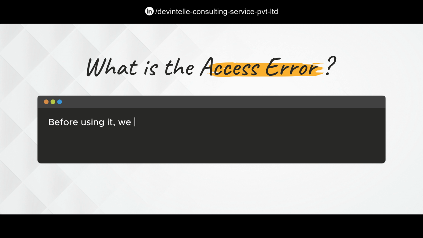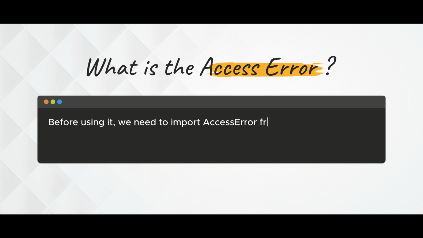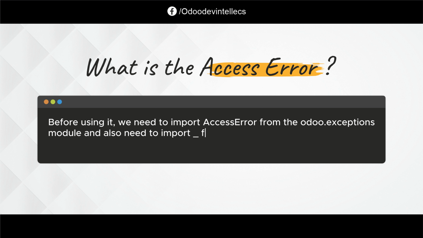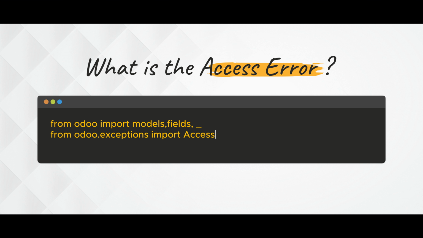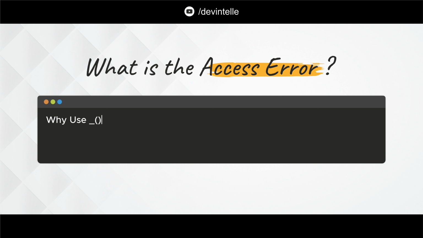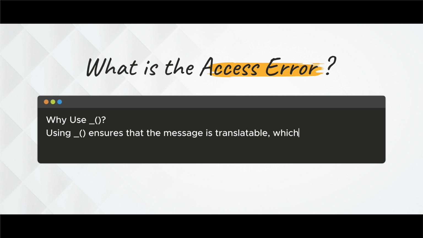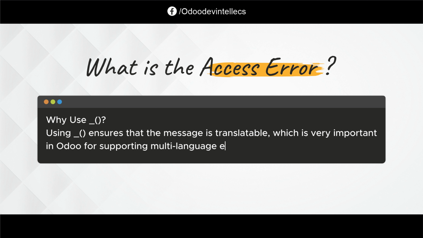Before using it in the custom method, we need to import the AccessError and also need to import the underscore function from Odoo in our PY file. So this is the syntax to import the AccessError and underscore function in the PY file. And why do we use the underscore function? Using the underscore function ensures that the message is translatable, which is very important in Odoo for supporting multi-language environments. So let's see by the example.